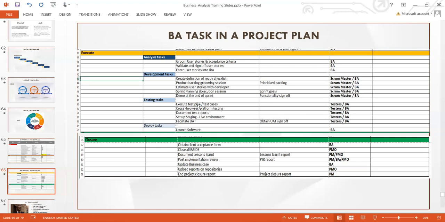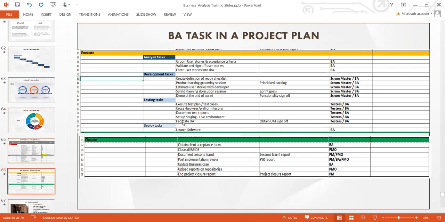That is with the quality assurance analyst or tester. That can be done by a business analyst as well. Then during that, you do cross-browser testing. All these things come under testing. There's a lot of testing: UAT, cross-browser testing, and documenting the testing report, setting up a stage to facilitate a live environment.